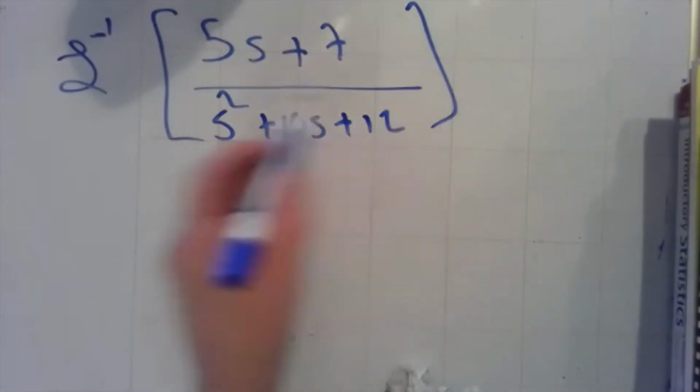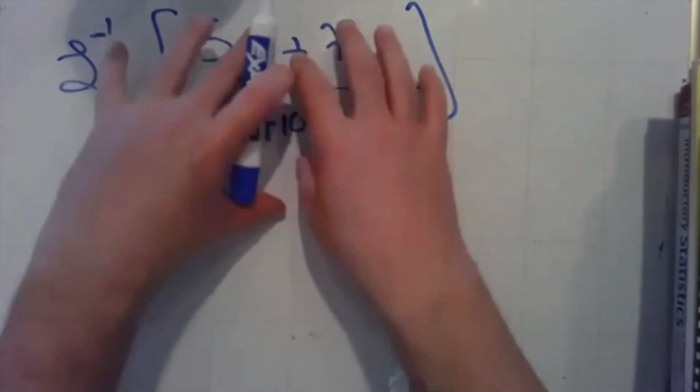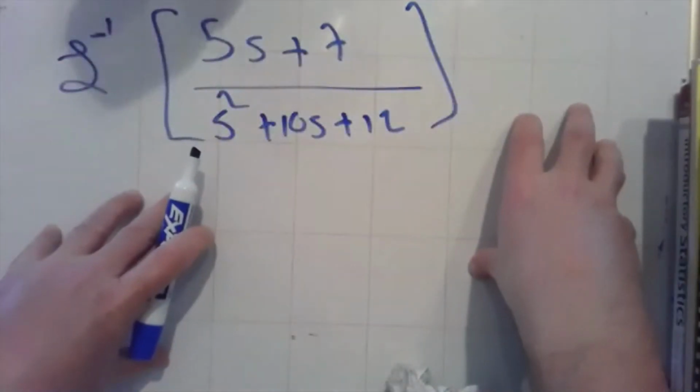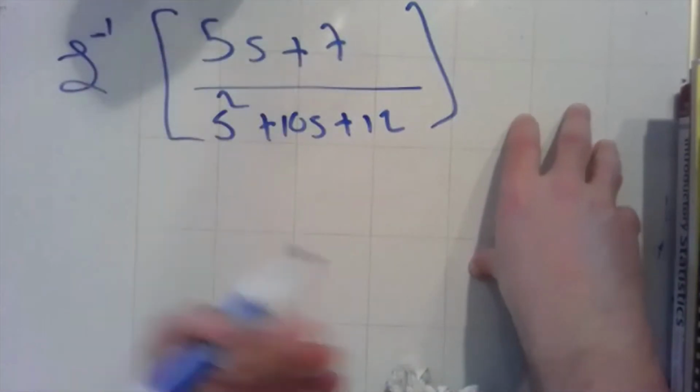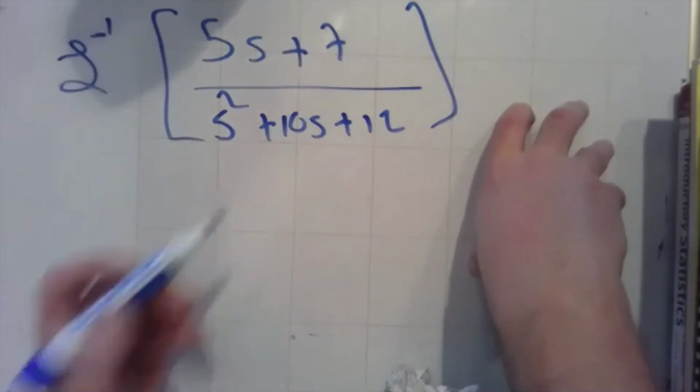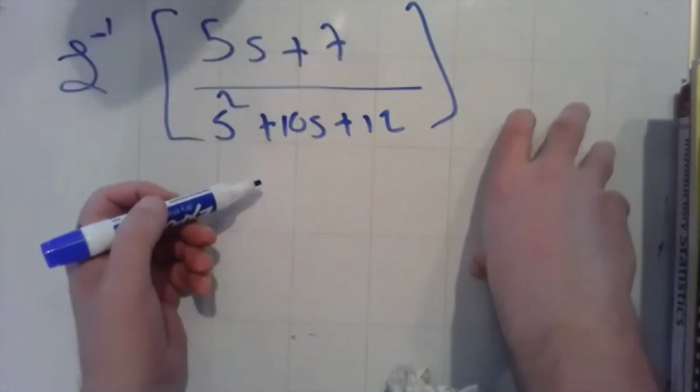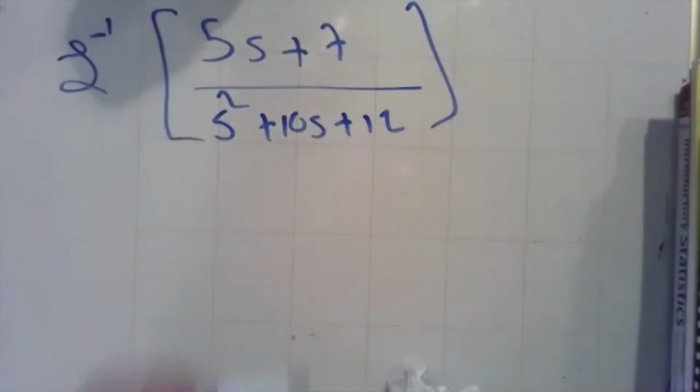Then you're going to complete the square in the bottom and split this up into two separate fractions. The s over stuff is going to give you some kind of cosine, maybe with an exponential. The constant over this quadratic will give you some kind of sine, maybe with an extra exponential.